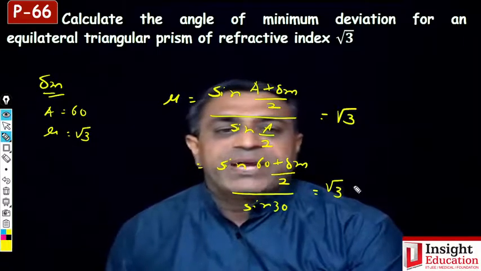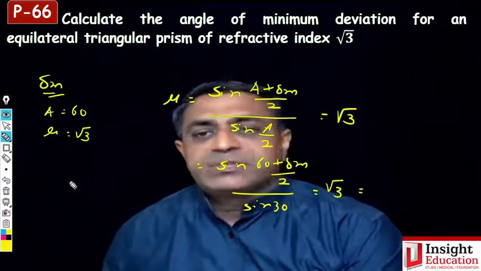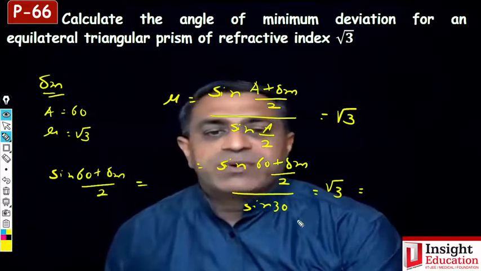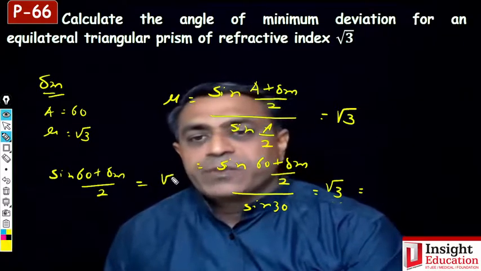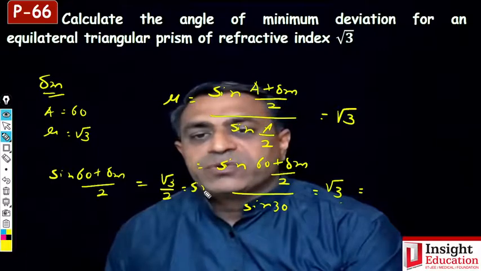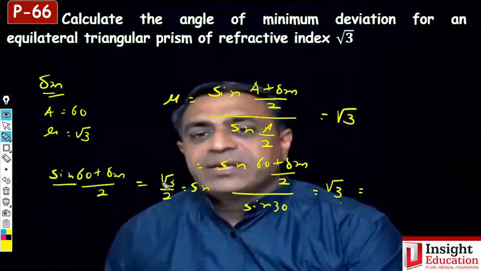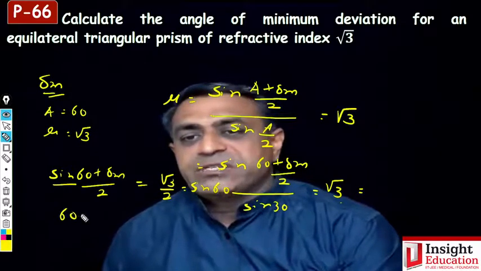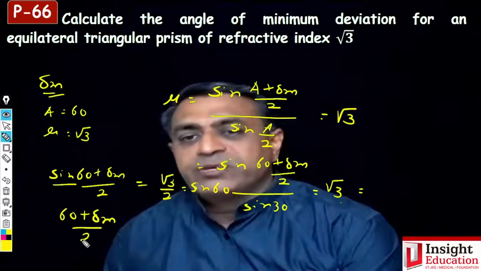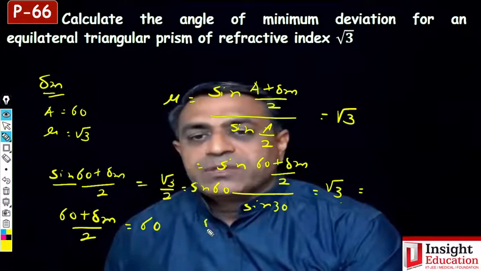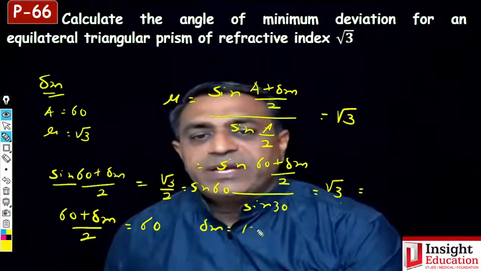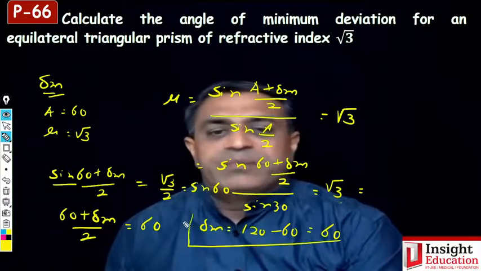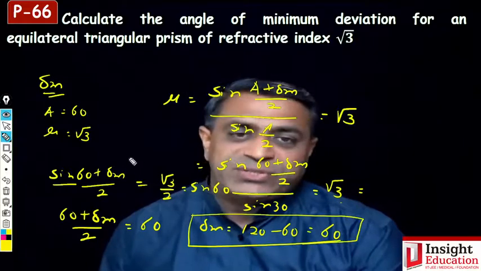So sine 30 is 1 by 2. So I can say here sine of (60 plus delta M) by 2 is equal to root 3 by 2. Here it is sine, and sine 60 is root 3 by 2. So now I can consider (60 plus delta M) by 2 is equal to 60. So delta M is equal to 120 minus 60, and that is equal to 60. So delta M, the minimum deviation, is 60.